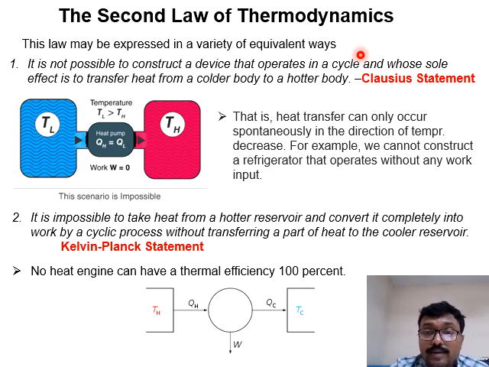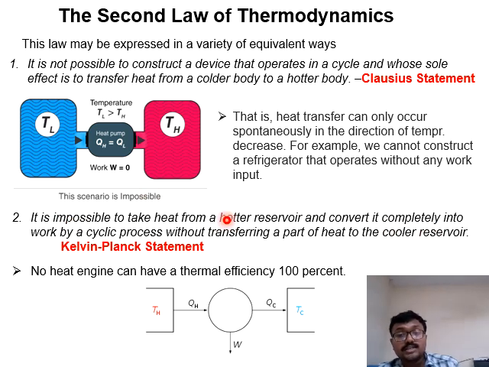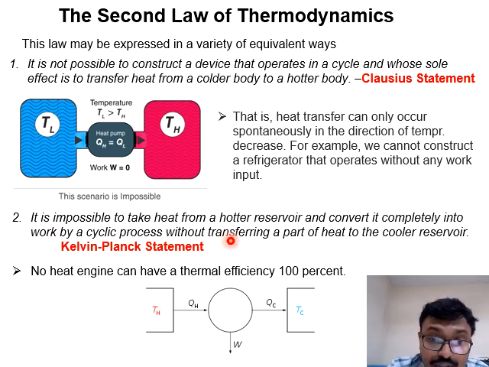The Clausius statement expresses the second law of thermodynamics in this way. The Kelvin-Planck statement says it is impossible to take heat from a hotter reservoir and convert it completely into work by a cyclic process without transferring a part of it to a cooler reservoir. Same thing but in a different way. It is not possible, right? So that is called the Kelvin-Planck statement.